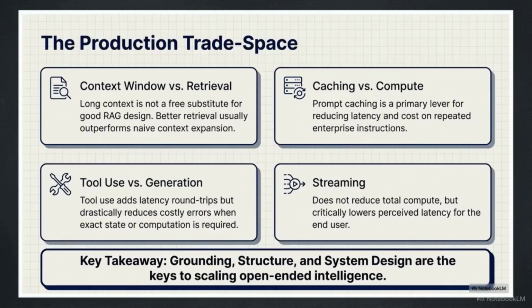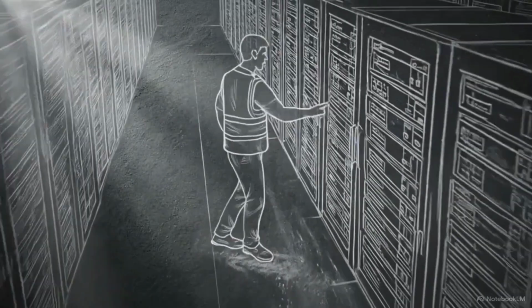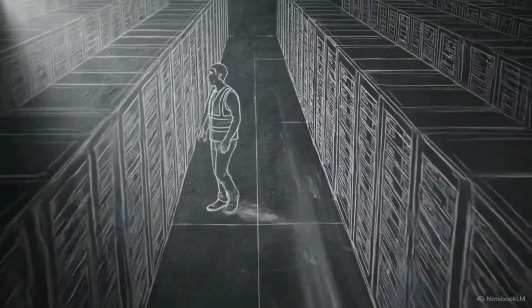Engineers constantly navigate trade-offs, balancing context windows against better retrieval and raw generation against strict tool use. Scaling open-ended intelligence in the real world ultimately relies on rigorous grounding, structured data, and meticulous system design.